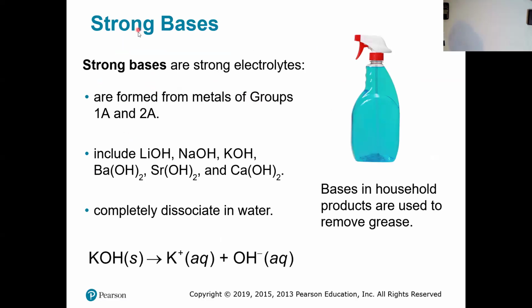Our strong bases, just like our strong acids, are also going to be strong electrolytes. Our strong bases are going to be formed by our metals that are in group 1 and group 2 that are combined with hydroxides. Our strong bases are going to completely separate in water just like our strong acids do.